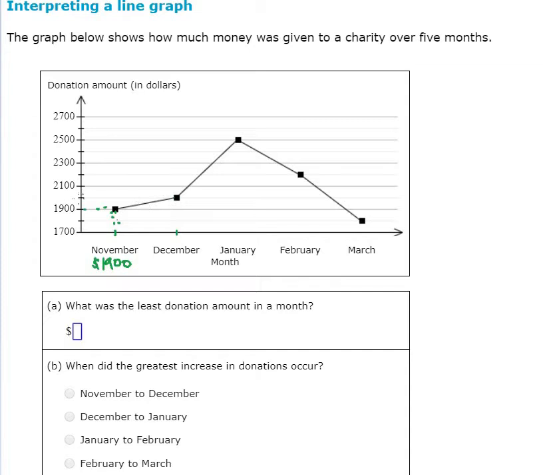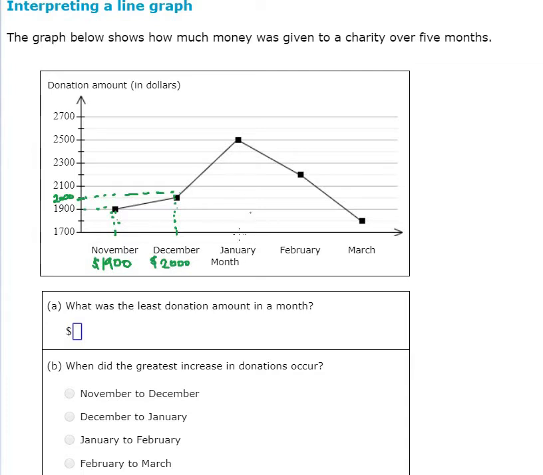December goes all the way up to something between, let me use a dashed line. The point right here is December versus how much amount was donated. So it's between $1,900 and $2,100, which is going to be $2,000. So let's go ahead and write $2,000.